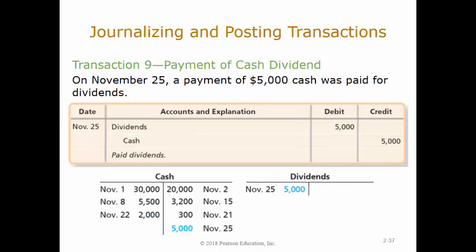In transaction 9, the company pays $5,000 cash for dividends. The two accounts involved are cash, an asset, and dividends, equity. Cash decreases with a credit and dividends increases with a debit. The debit to dividends decreases equity.